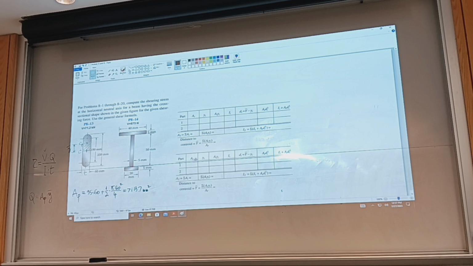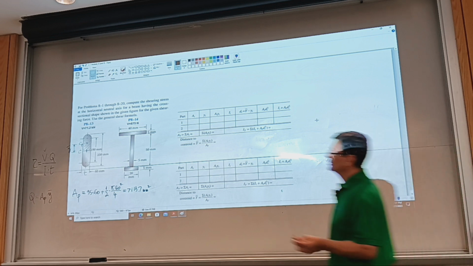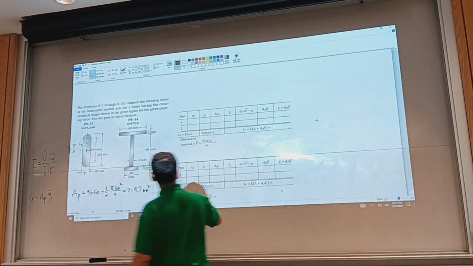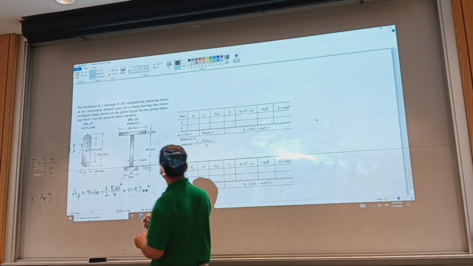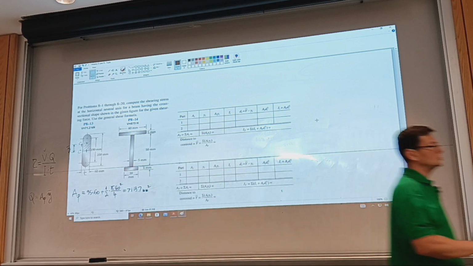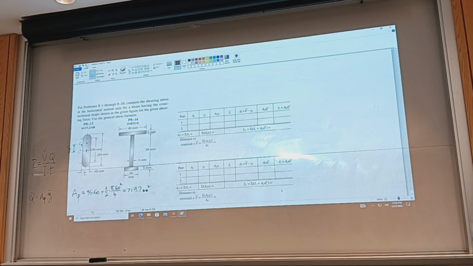Let me see. Let's evaluate the area moment of inertia of the entire section. So what is the area? Oh, we actually have 3. Why? I need to go undo, because we have 3. Is that right?